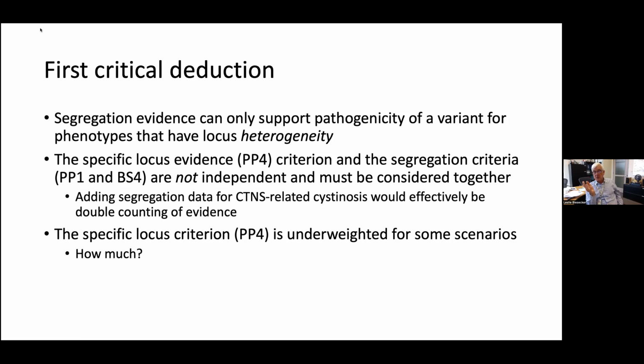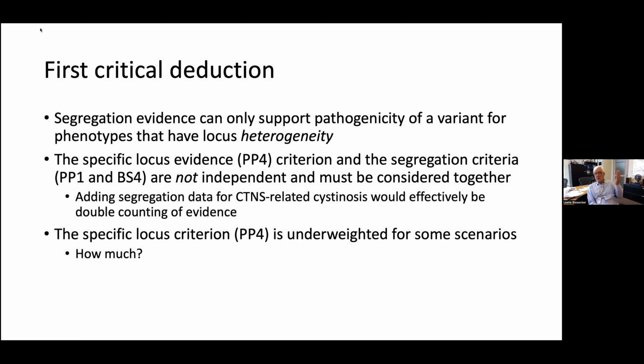If you did use the segregation data, and in fact, of course, in that family I showed you with the 3 affected kids, it was segregating perfectly. If you used the segregation evidence from that family, you're effectively double counting a piece of evidence, which is the locus homogeneity PP4 criterion. You're counting twice. And we all know that you can't do that in variant classification. That's a double counting of evidence. Now, what's interesting is that the second subsidiary deduction is that the PP4 criterion, as I hinted at earlier, is underweighted for some scenarios, right?